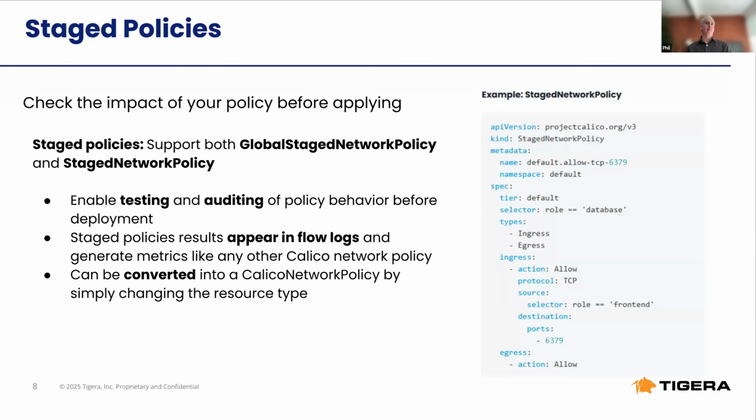Another key capability that we've added to 3.30 is what we call staged policies. And this is a really important feature. Obviously, first and foremost, you need to have observability within your Kubernetes cluster to understand what's going on. What is the behavior of applications? What are their communication requirements?